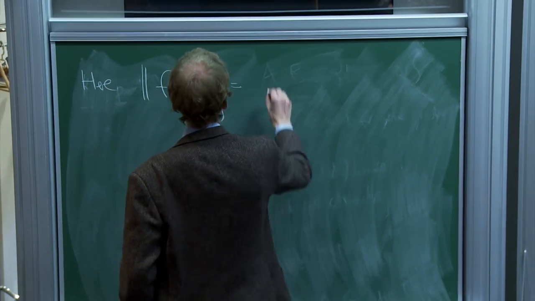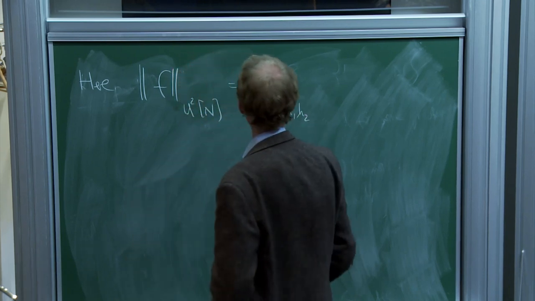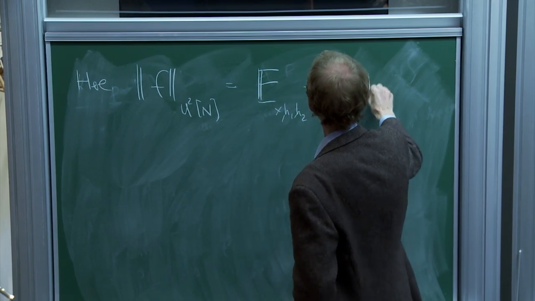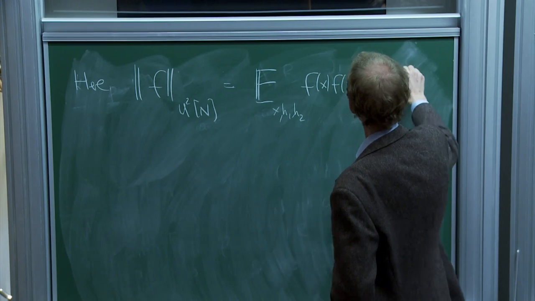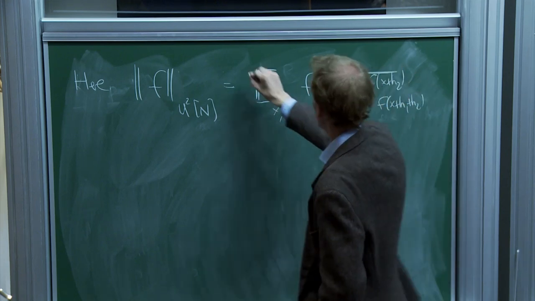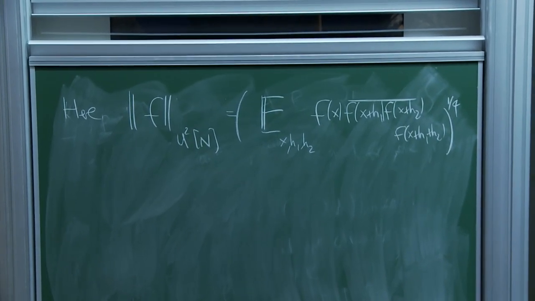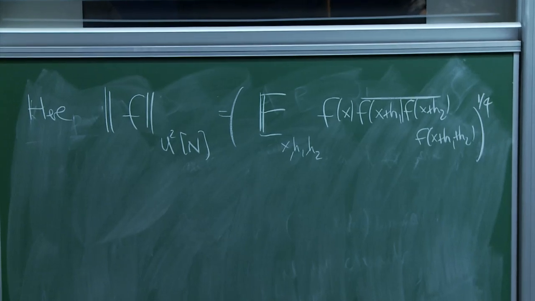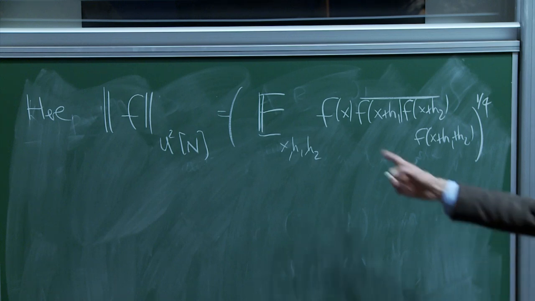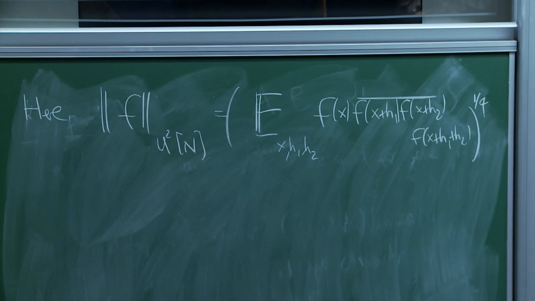So this is the average over all x, h1 and h2, of f of x, f of x plus h1, f of x plus h2, f of x plus h1 plus h2, all of that to the power 1/4. The average is over all choices of x, h1, and h2, for which all four of these points lie between 1 and n. As I said, I'm going to come back to this later, so I won't write that for now.